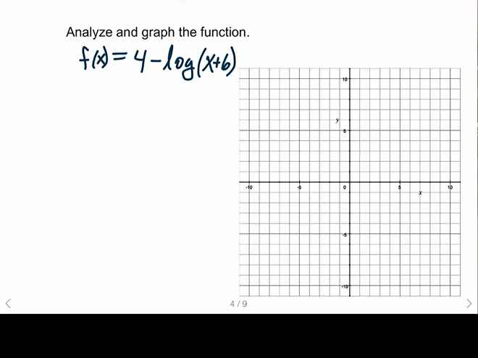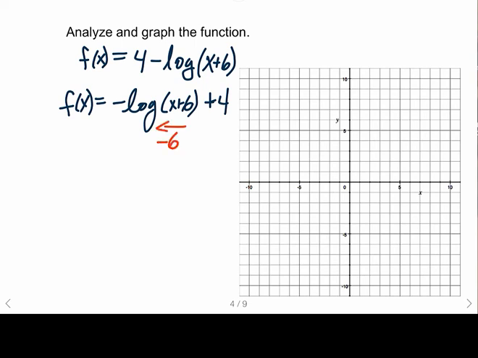Now on to our next example. Analyze and graph the function f of x is equal to 4 minus the log of x plus 6. This looks a little bit weird to me. I'm going to rearrange the terms. I'm going to rewrite this as f of x is equal to negative log of x plus 6, plus 4. And now it's probably a little bit clearer to see. We have a horizontal translation to the left of 6 units. That was probably easy to see to begin with. But we have a vertical translation up 4 units. It just was a little bit disturbing the way it was written.